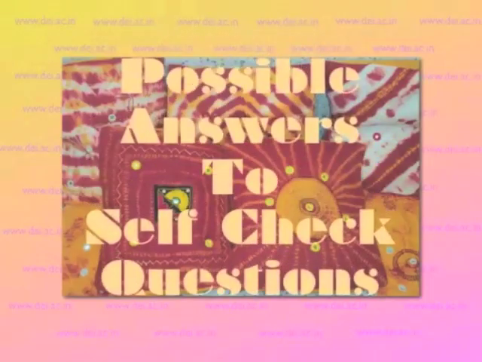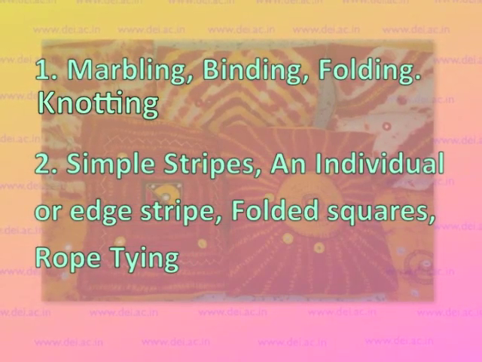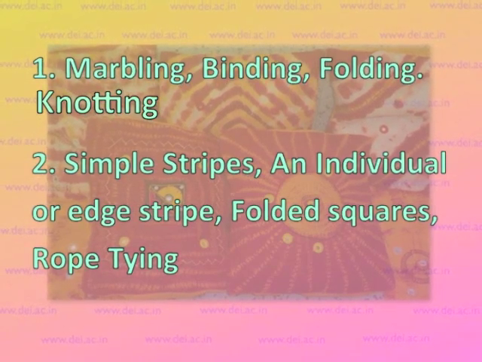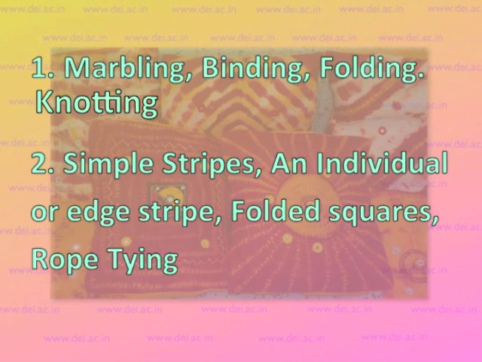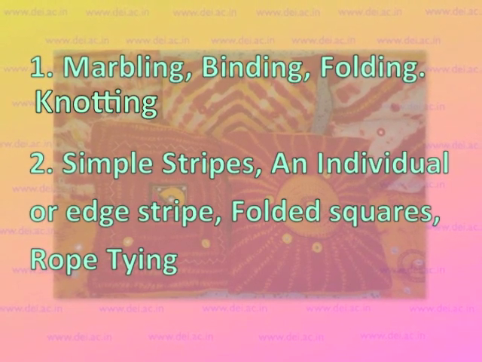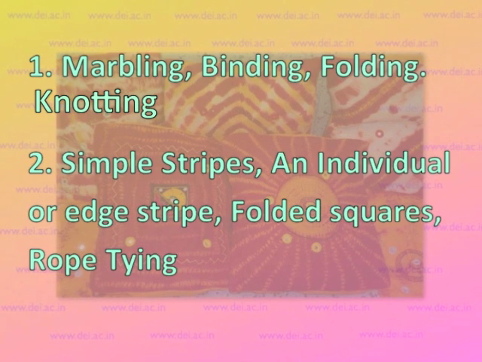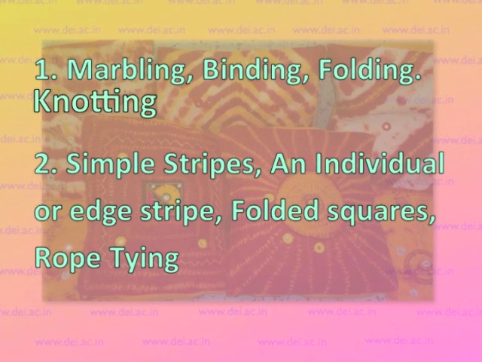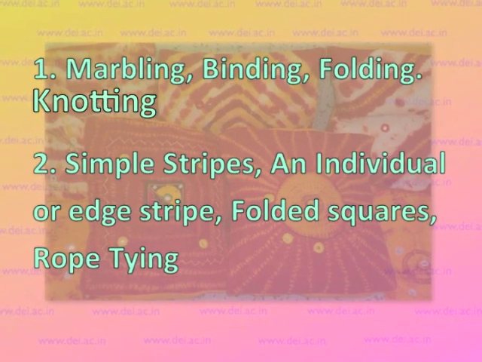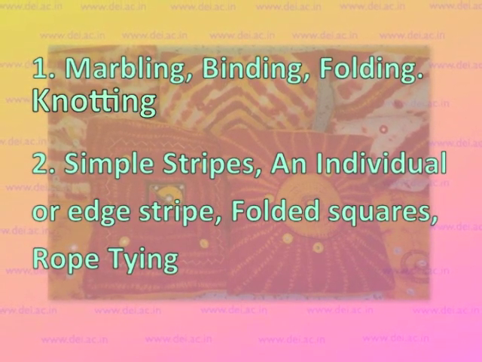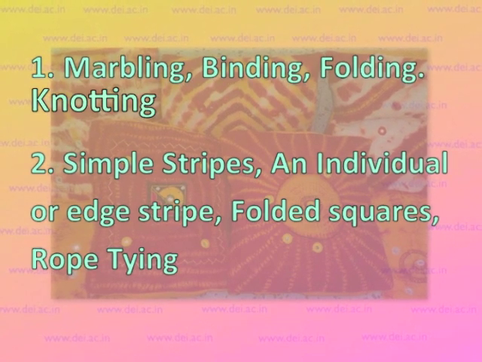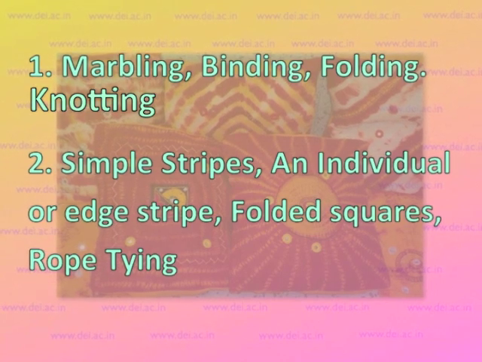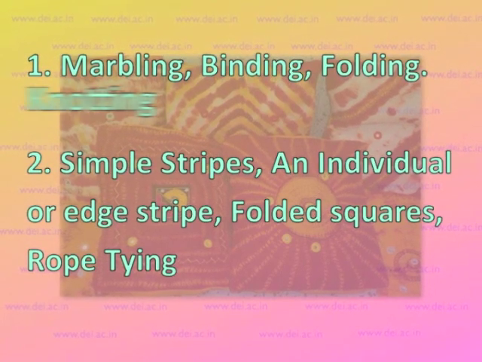The possible answers to the self-check questions are: in the first question, we asked you the techniques for tie dyeing. They are marbling, knotting, binding, and folding. Actually, there are many more, but remember these four for the present. Question number two: simple stripes and individual or edge stripe, folded square, rope tying.